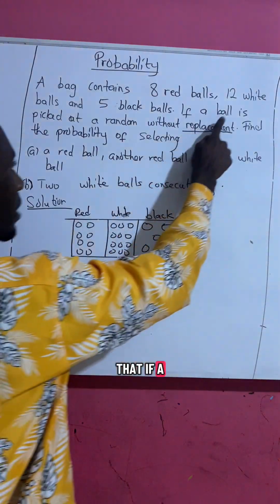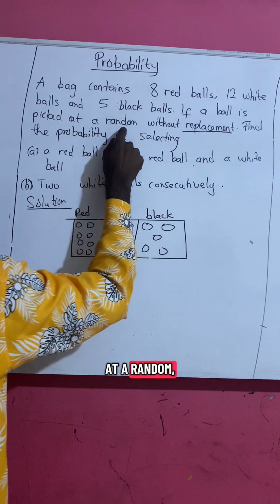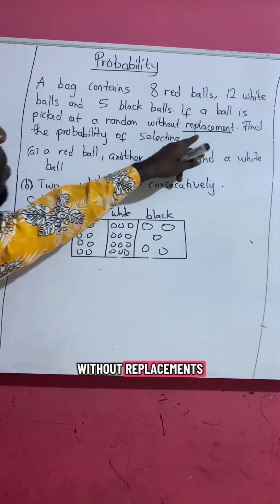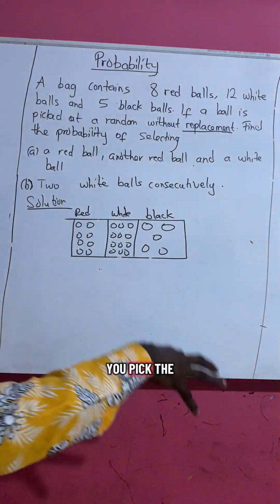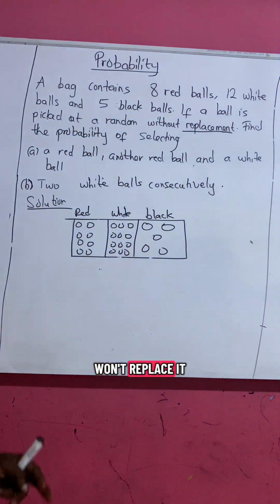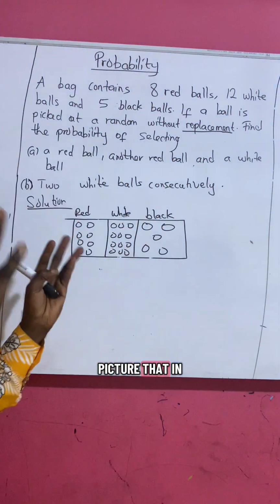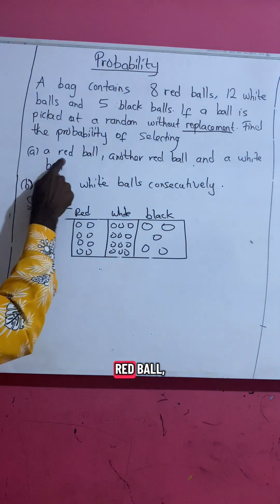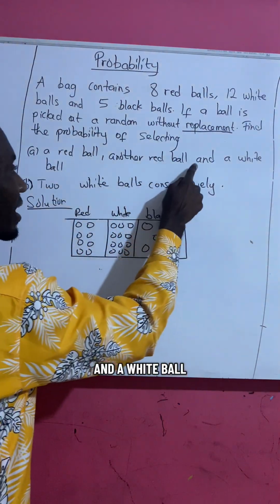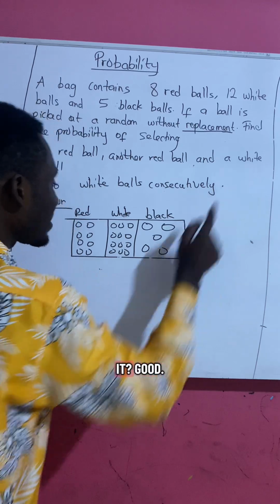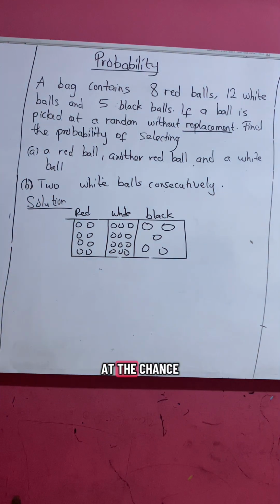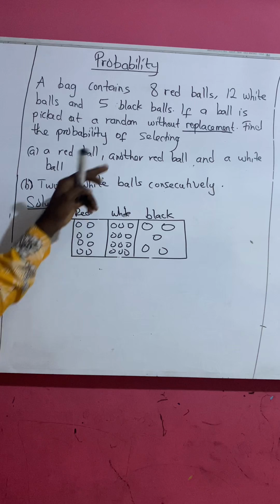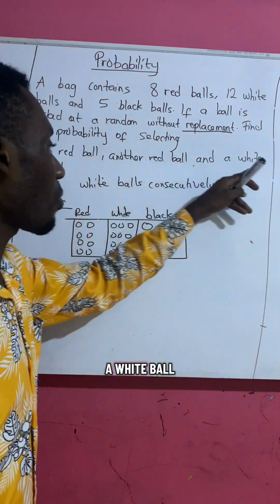It said that if a ball is picked at random, it means you are not looking inside, you are just picking it. Without replacement means that when you pick the first ball, you won't replace it back again. Picture that in real life. Good. Find the probability of selecting a red ball, another red ball, and a white ball. So we are going to look at the probability of picking first a red ball, second another red ball, and third a white ball.